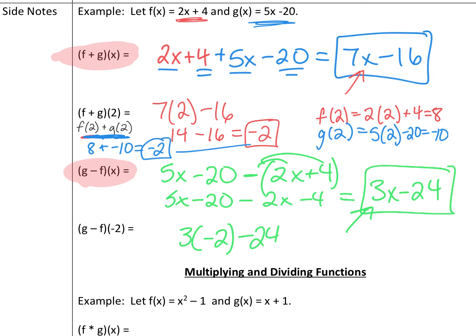So 3 times negative 2 minus 24. What is that? Type that in your calculator if you can't do mental math today. Yeah, negative 6 minus 24, which is? Thank you. That's it.